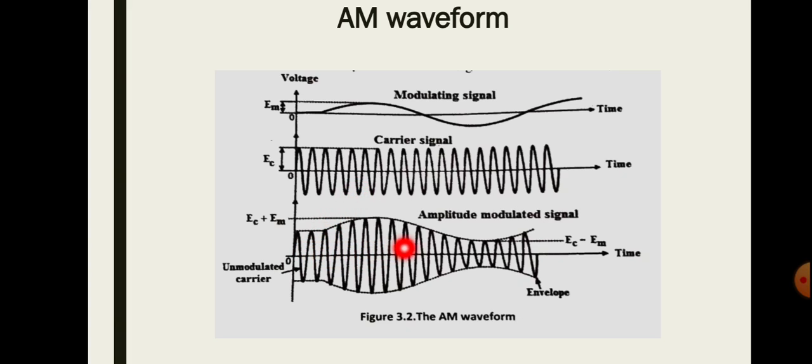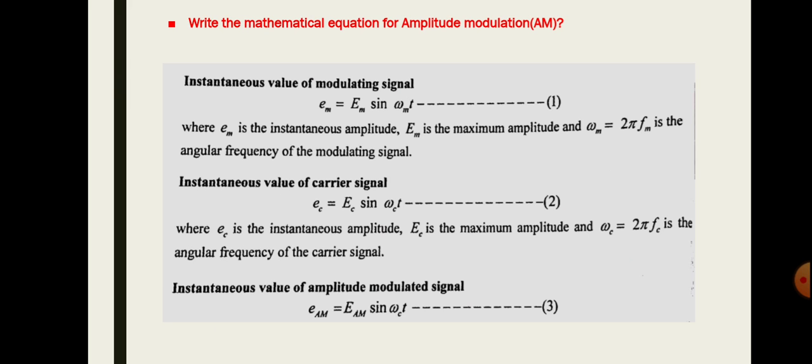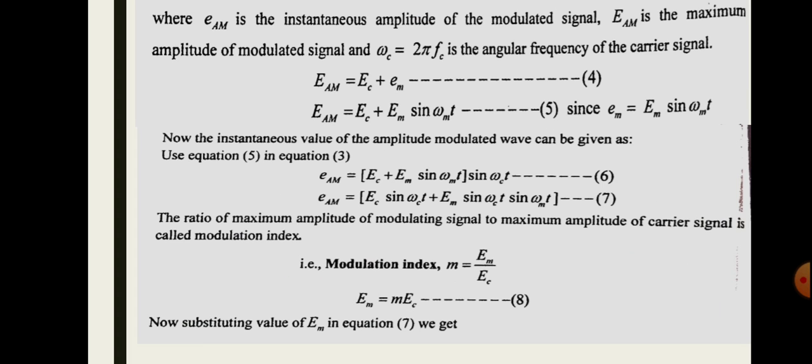You can see the signal here, and the frequency of this signal is similar to that of this carrier signal. So we can simply write the instantaneous value of this signal as equal to the maximum amplitude of this amplitude modulated signal into sin ωct. So next we have to find out what is this maximum amplitude EAM. So we can write EAM will be equal to EC plus eM.